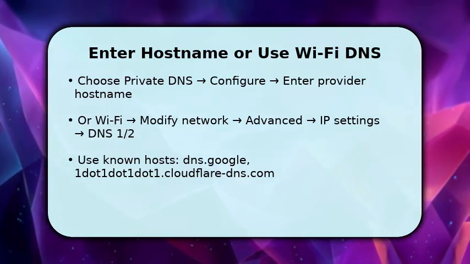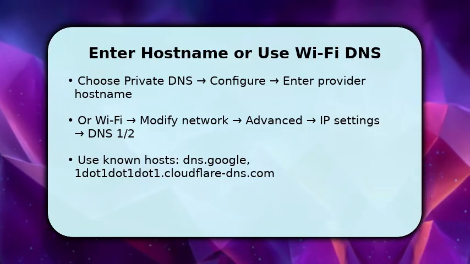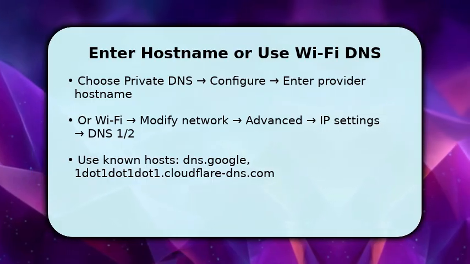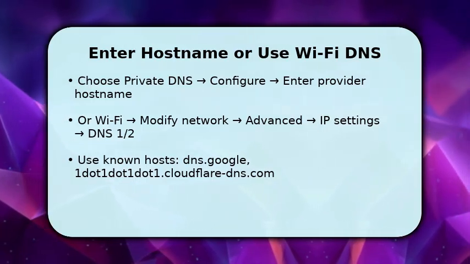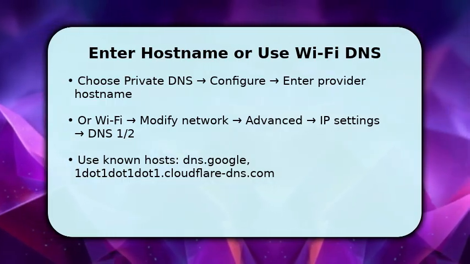If you prefer per network settings, long press the Wi-Fi network, tap Modify, expand Advanced, change IP settings if needed, and set DNS1 and DNS2. You do the latter when only one network needs custom DNS. Either way, save settings and allow a moment for the change to apply.